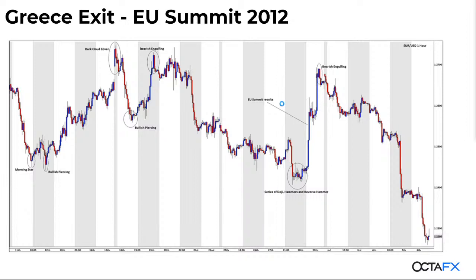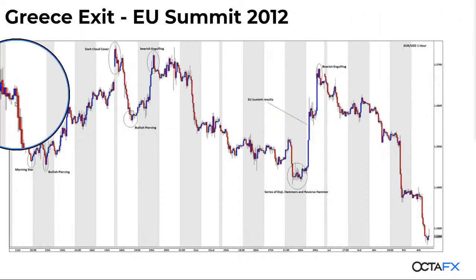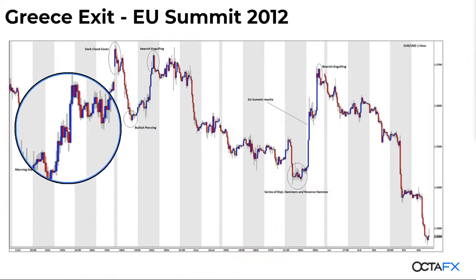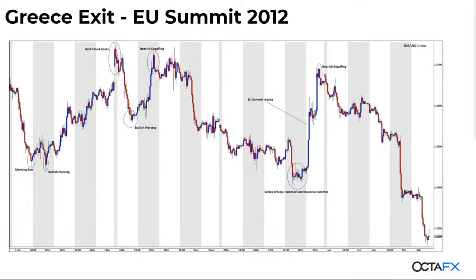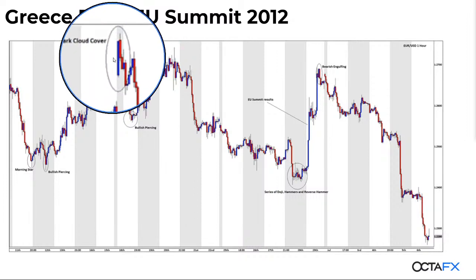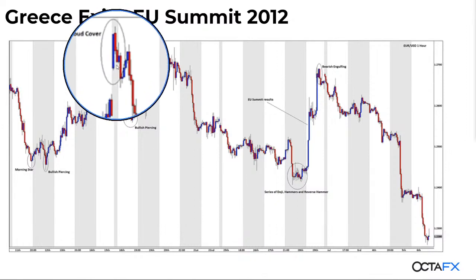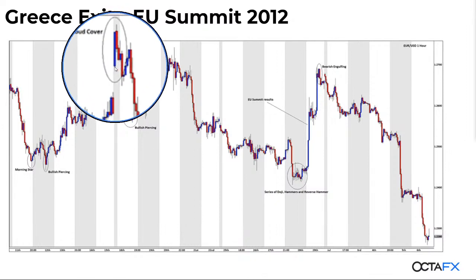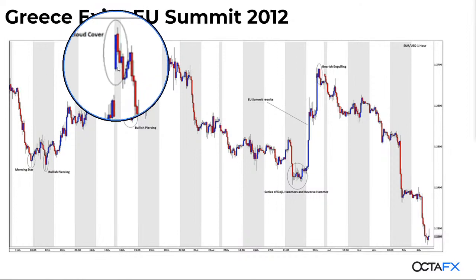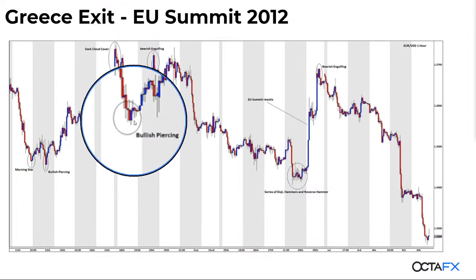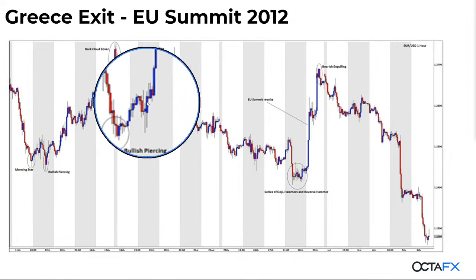This is on the Euro USD on the hourly time frame back in 2012. You'll start noticing morning stars here and bullish piercing before the market goes up, right? When the market goes up, you'll see a dark cloud cover over there. So candlestick patterns are everywhere. It just keeps appearing, left and right. You get a dark cloud cover and you see the market going down. At the bottom there, you get your bullish piercing, giving you a quick indication the market's going to reverse up.